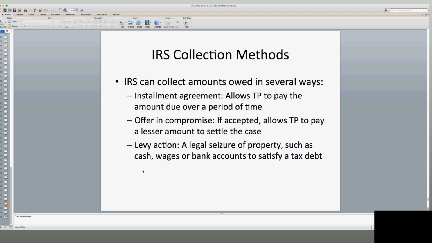IRS collection methods. We are all very familiar with them. Just to give you a broad overview, they range from installment agreements to offers in compromise to levy actions. Installment agreements and offers in compromise, of course, give some more power to the taxpayer, whereas the levy action is an outright seizure of property, such as cash, wages, or bank accounts to satisfy a debt.